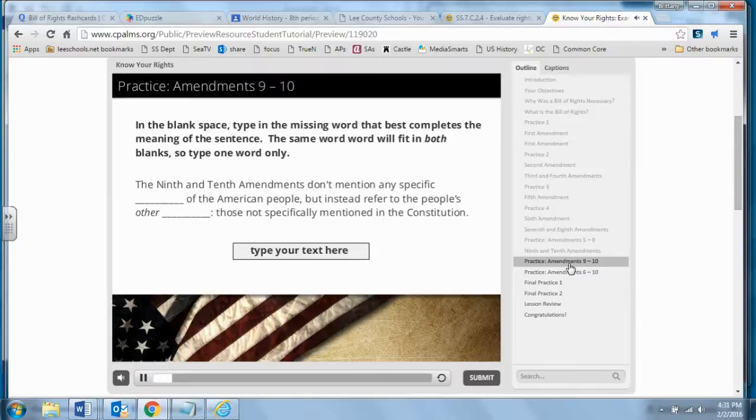Do you understand what makes the 9th and 10th Amendments unique? Read this sentence. The 9th and 10th Amendments don't mention any specific blank of the American people, but instead refer to the people's other blank, those not specifically mentioned in the Constitution. In the blank space, type in the missing word that best completes the meaning of the sentence.